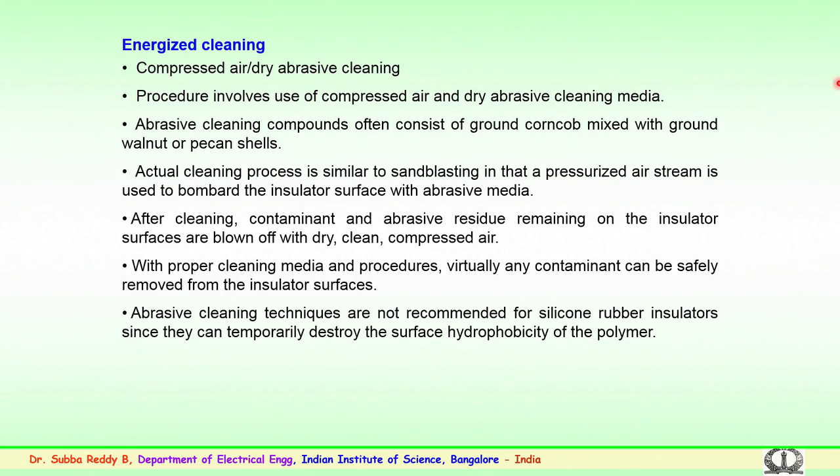Abrasive cleaning compounds often consist of ground corn cob mixed with ground walnut or pecan shells. These are generally used for removing the dirt on the insulator surface. The actual cleaning process is similar to sand blasting. In that, a pressurized air stream is used to bombard the insulator surface with abrasive media, so that the collected pollutants on the surface move away from the insulator surface.